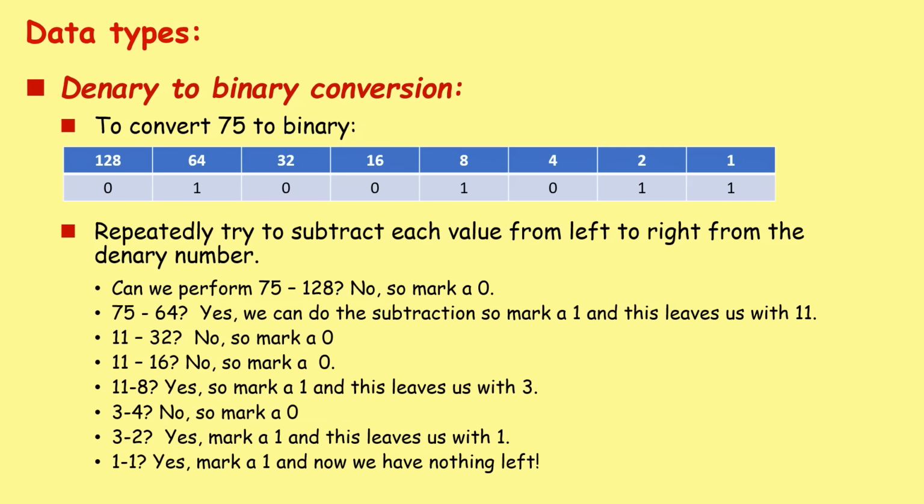I want to convert 75 to binary. I can just do this with a process of repeated subtraction. So start at the left side with the most significant bit, try and do a subtraction. If you can, add a 1. If you can't, add a 0. And then just work your way until essentially you run out of values. So that's an example there of how we would convert 75 to make it 01001011.